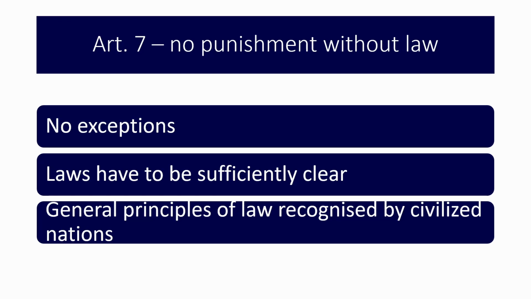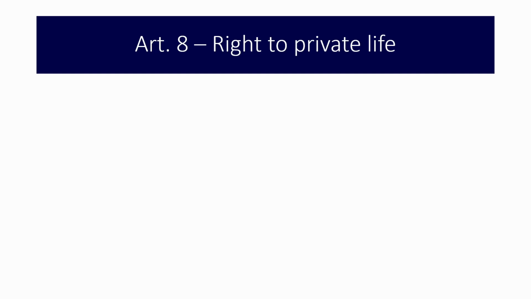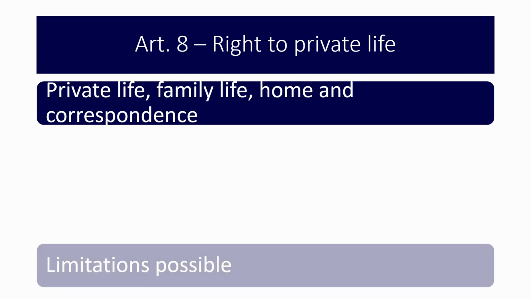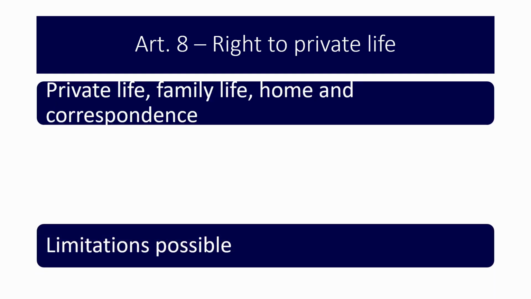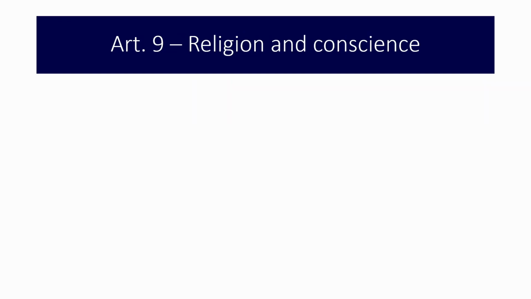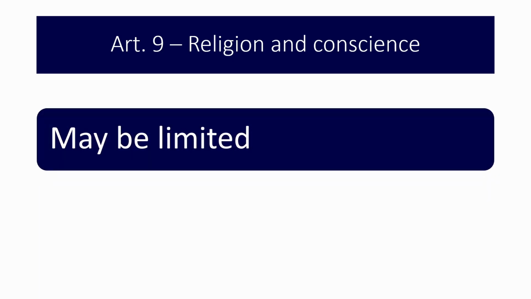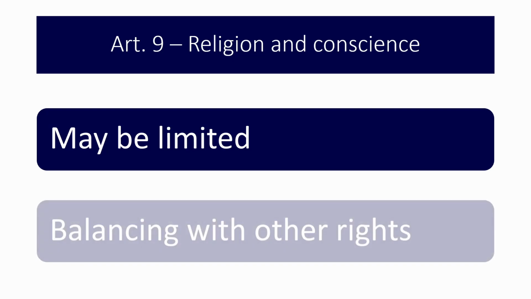Article 8 ECHR governs the right to private life, family, home and correspondence. These rights may be interfered with subject to certain conditions. Article 9 ECHR sets forth freedom of religion and conscience. They can be interfered with too. This requires frequently a balancing exercise with other rights.